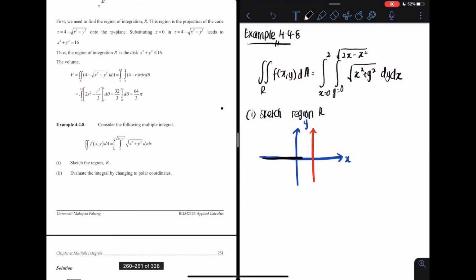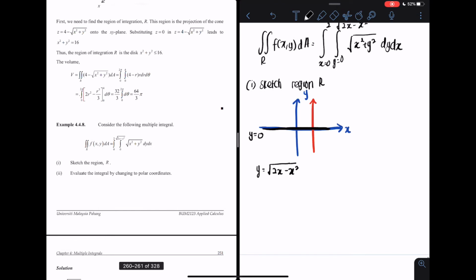So this is y is equal to 0, and then right after that it will touch y is equal to square root of 2x minus x squared. This is an equation you may not be familiar with, so you have to modify it into a form you are familiar with. What should I do? I have to get rid of the square root notation. I will get y squared is equal to 2x minus x squared, and then x squared plus y squared is equal to 2x.